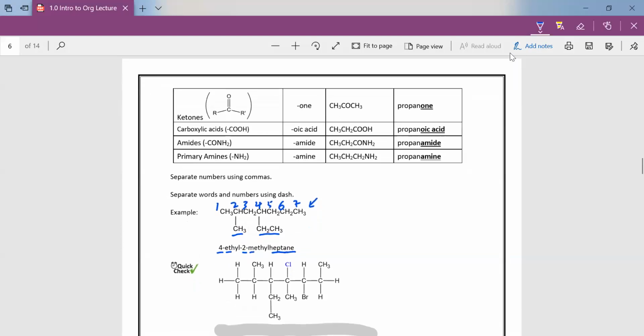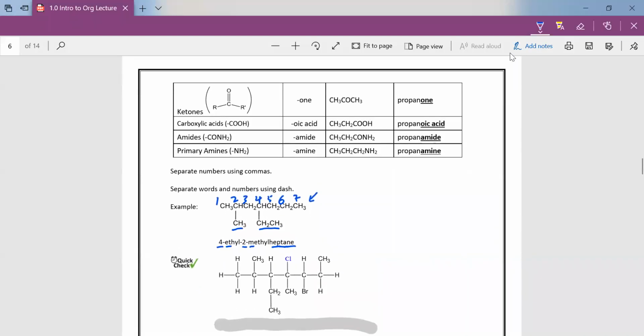A quick check for you. Try to write out the name of this compound. Firstly, by figuring out what is the longest carbon chain, and if there's any principal functional group. If not, then list out where all the other substituents are. If I were to do this, I will see that the longest carbon chain has 6 carbons, so it's a hexane.